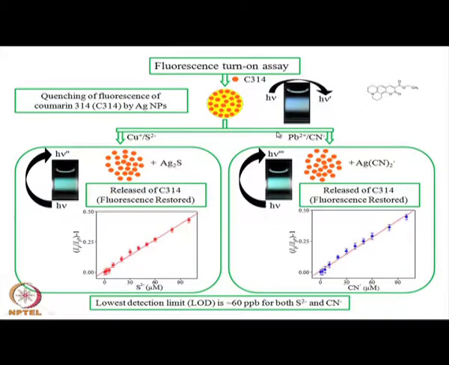Okay. So, this is called your fluorescence turn on assay. This is a true application of nanomaterial in sensing different ions. Okay. So, fluorescence turn on assay is that suppose you have the coumarin 314 molecule, it is a dye molecule, it has strong fluorescence, and the structure of this molecule is this, coumarin 314, it has got a very strong fluorescence.